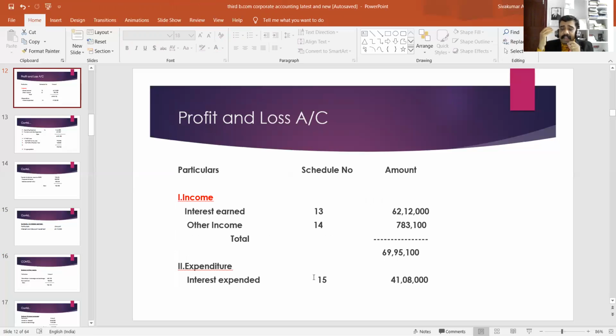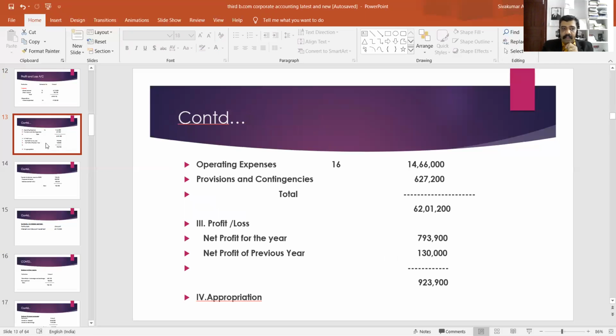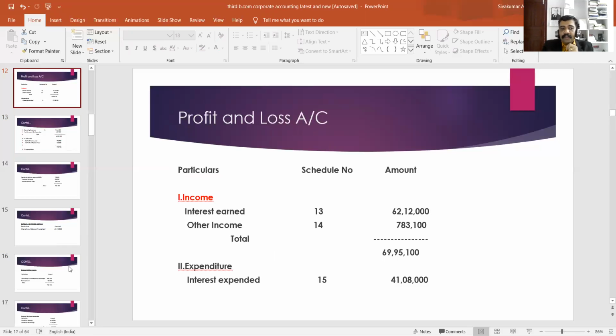Now the income portion is over. Then please total it. Please total interest earned and other income. Then you will get the total amount. Then please write expenditure. In expenditure, you have to show 2 schedules. One is interest expended, schedule 15, and the other is operating expenditure, schedule 16. First of all, you need to show interest expended, schedule 15.